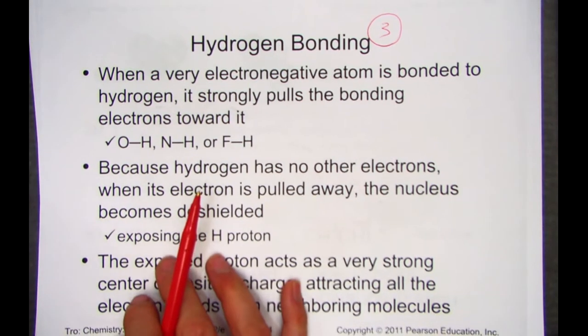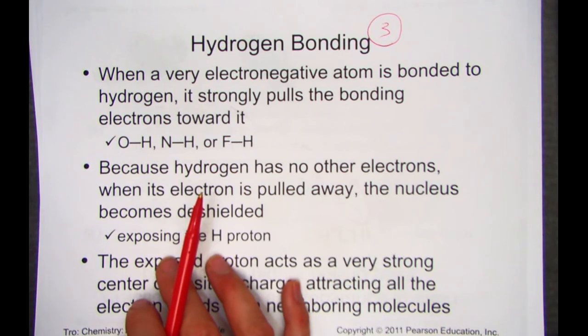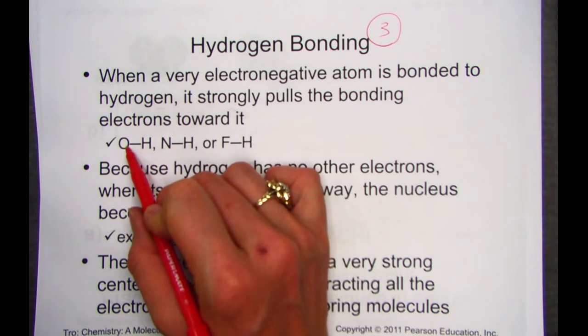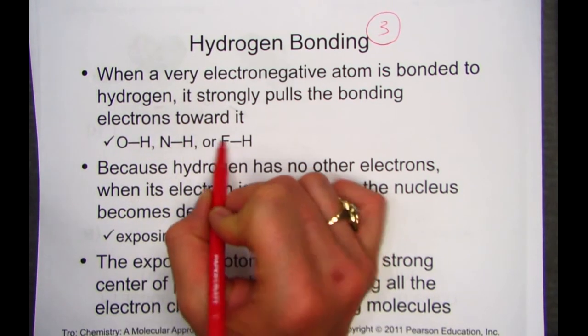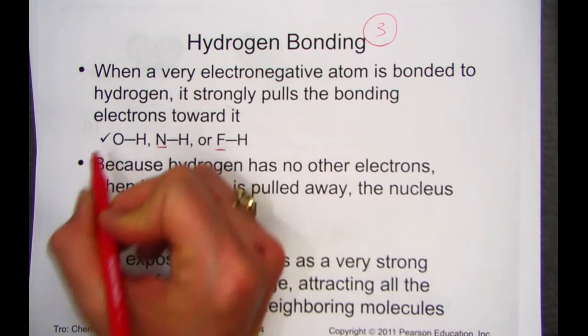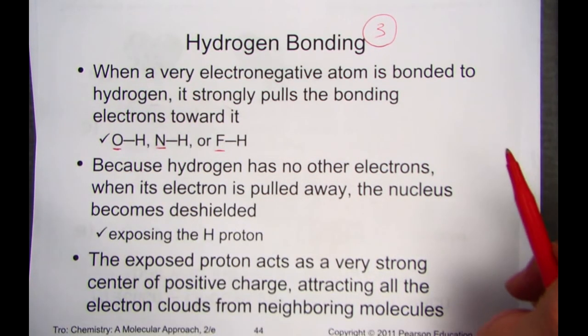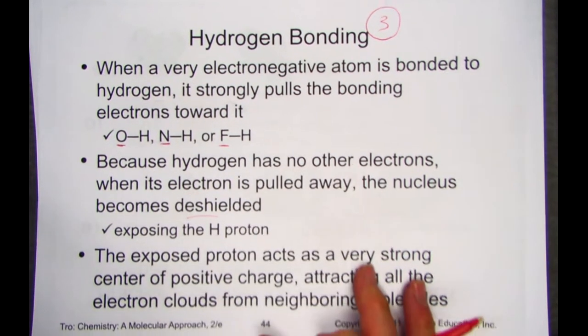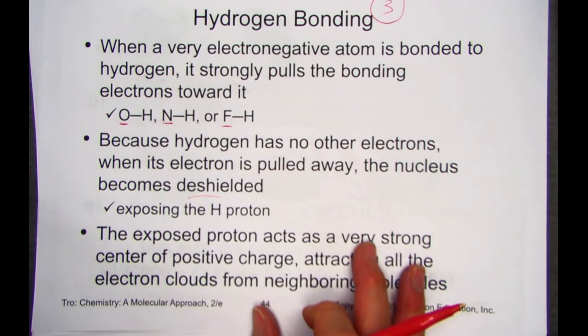When a very electronegative atom is bonded to a hydrogen, it strongly pulls the bonding electrons towards it. Hydrogen attracted to an oxygen, a nitrogen, or a fluorine. These are the three most electronegative elements. Because hydrogen has no other electrons, it's pulled away, and the nucleus becomes de-shielded, unprotected if you don't like that word. So it's exposing the hydrogen proton.